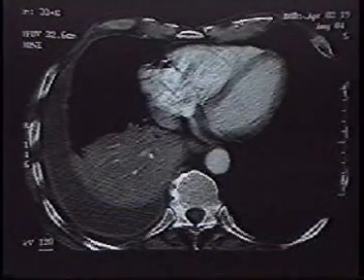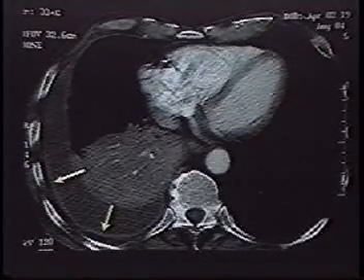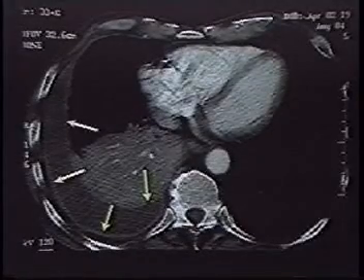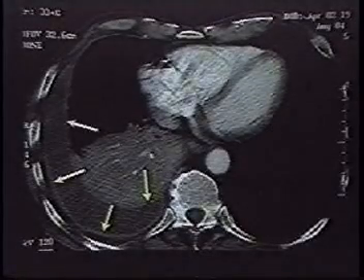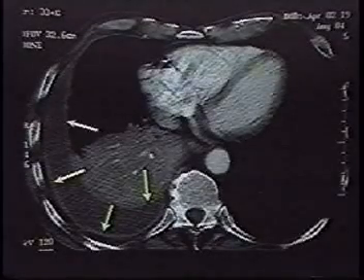Here's an example on CT of pleural thickening. Note the smooth thickening and enhancement of the parietal pleura, as well as the visceral layer. And note how the pleura can be visualized directly internal to a rib and also in the paravertebral regions.